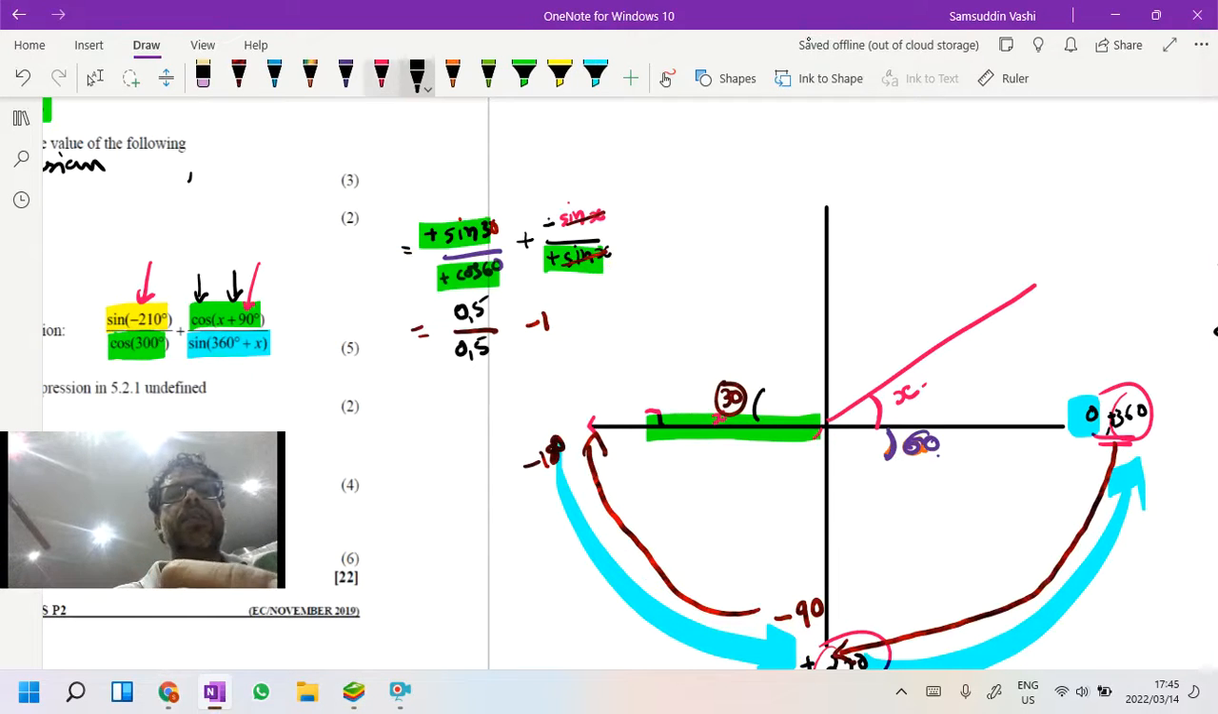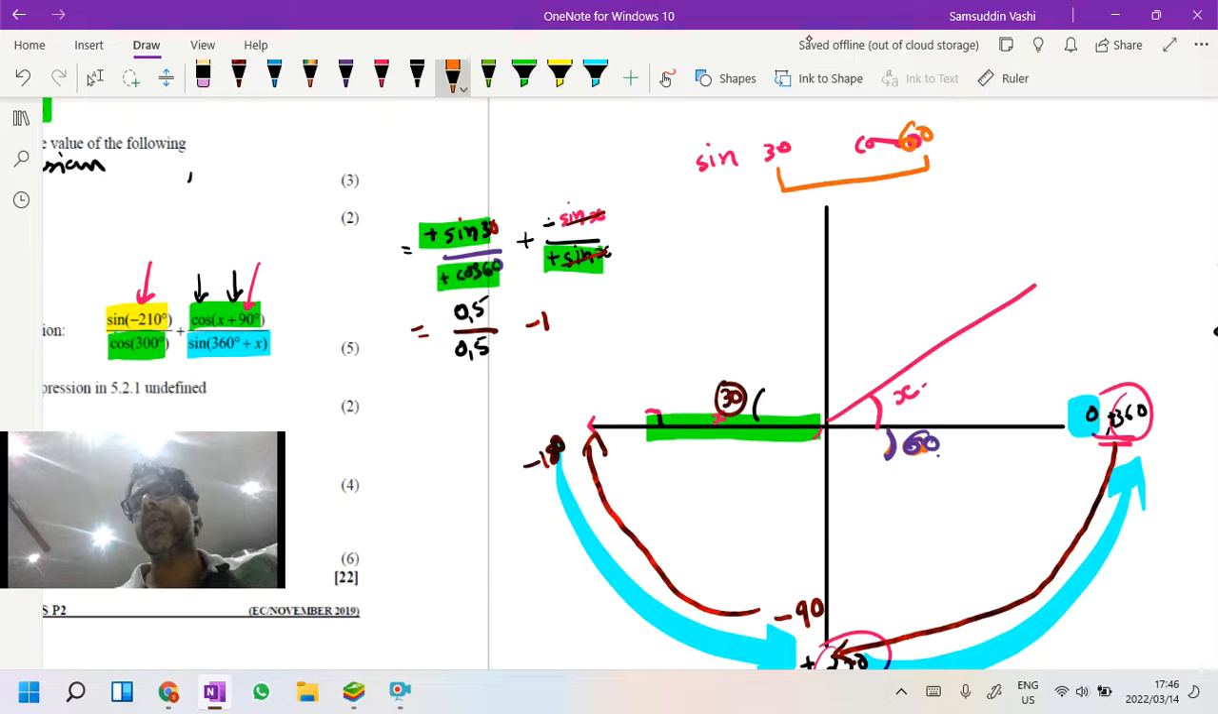Let me think now, why do I have the same answer? If I see sine 30 and cosine 60, sine and cosine whose angles total 90 degree are called cofunctions, and cofunctions are equal. That's why on the calculator we are also getting the same answer. So I can start my cancellation: 0.5 and 0.5 cancel. I'm left with 1 minus 1. My final answer is 0.